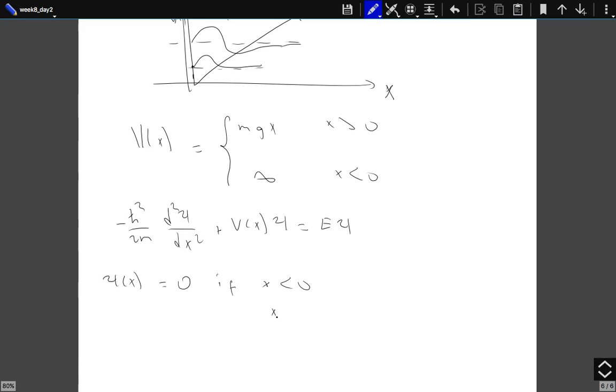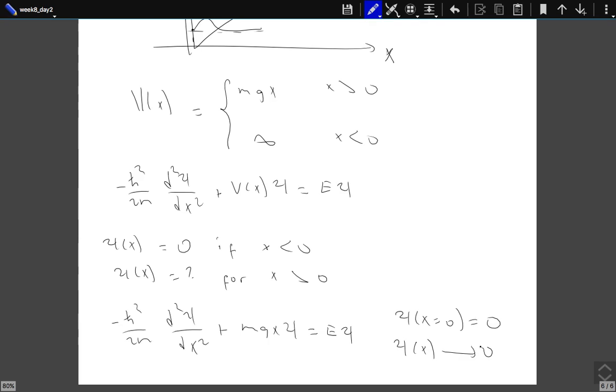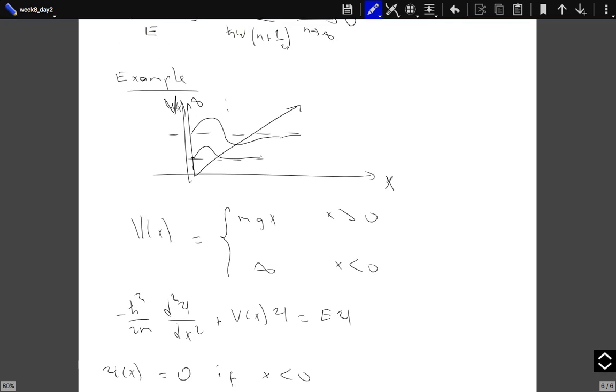And so the problem is, what is the solution for x larger than 0? Now for x larger than 0, if you just write the differential equation, minus h bar squared over 2m d squared psi by dx squared plus mgx psi should be E psi, where the boundary condition is psi at x equal to 0 should be 0. This is the solution we are looking for. And psi of x should also go to 0 as x goes to infinity. So basically, these are the solutions we want.